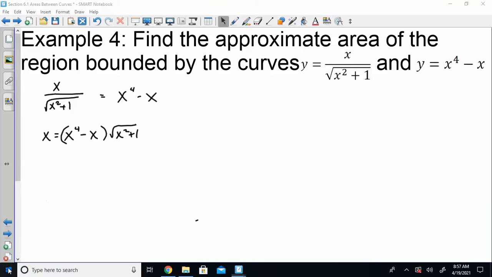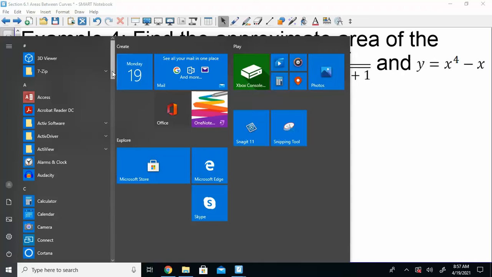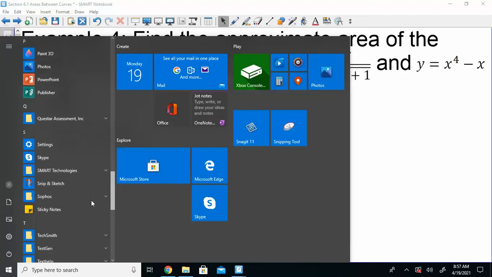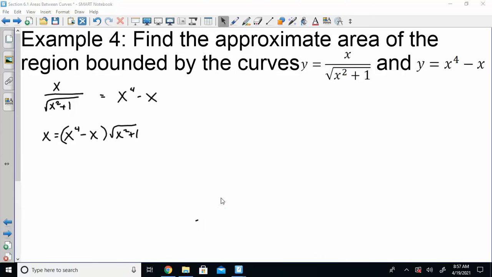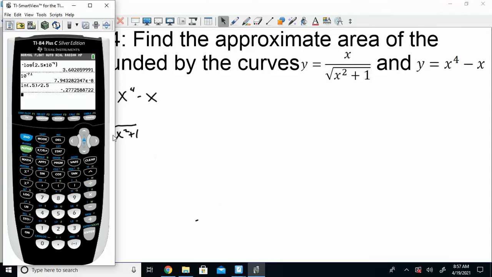So we could use our calculator to find this. Everybody, you need a graphing calculator. Use your Chromebook if you don't have one. We did this last year, sometimes, when we needed to find intersection points in college algebra. You would go to your y equals, and we are going to graph both of these things. The first one is x over the square root of x squared plus 1. And the second one, x to the 4th minus x.